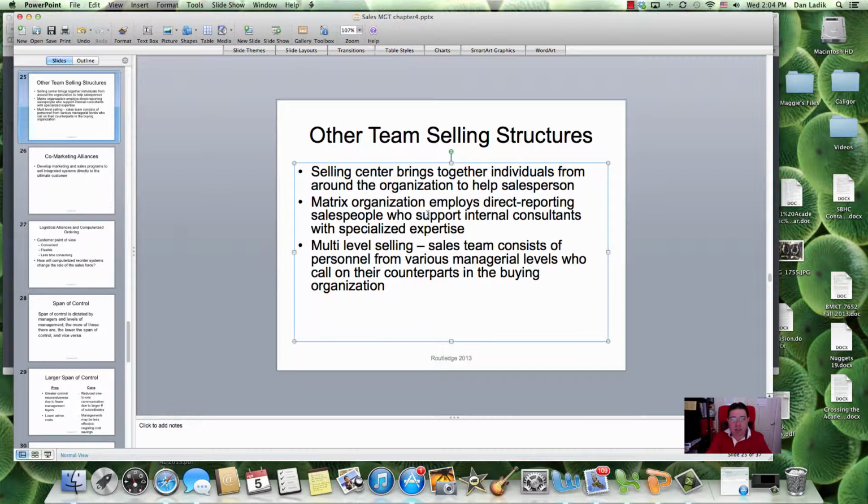So a salesperson might be responsible for a particular product in a particular region for a particular customer, but then there's different sales managers that they have to respond to for each one of those 3 functions. Conceptually it sounds great. I've never heard that many positive feedback about matrix organizations out in the field. Lots of role conflict and lots of role ambiguity.